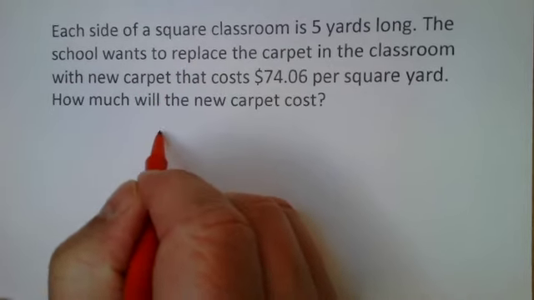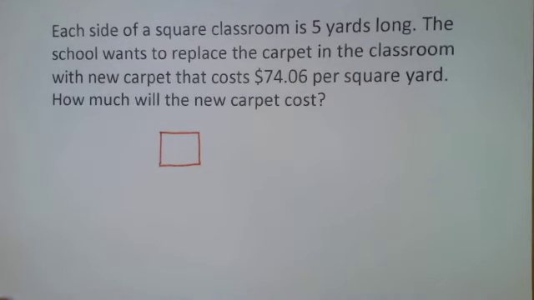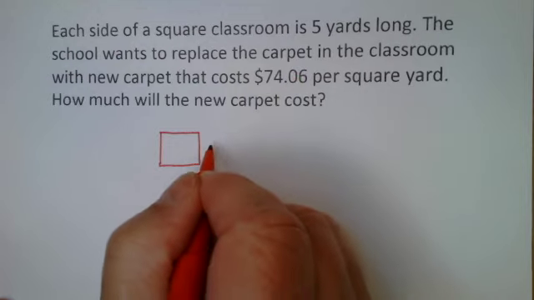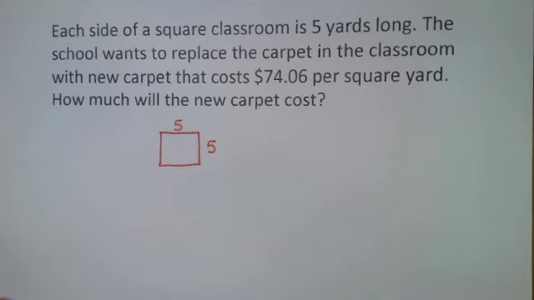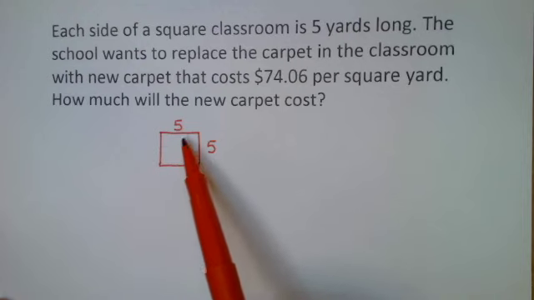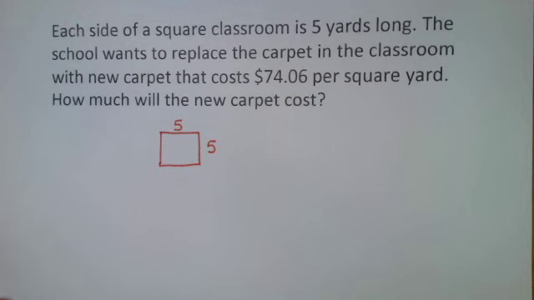So I'm going to draw a square, and I'm going to label the square. Square says each side is 5 yards. The school wants to cover this entire area or replace this carpet in this area. The cost is $74.06 per square yard.